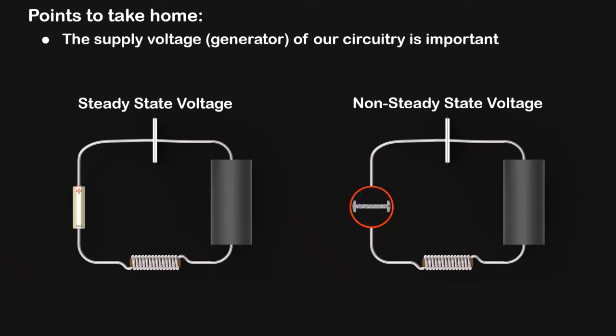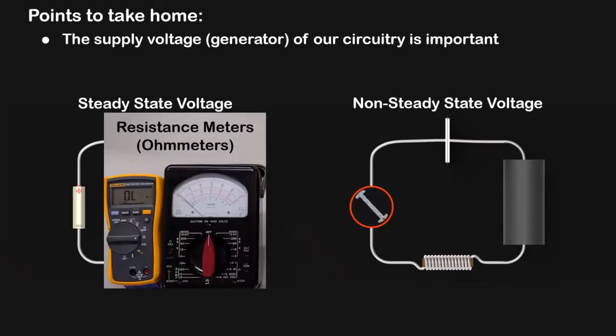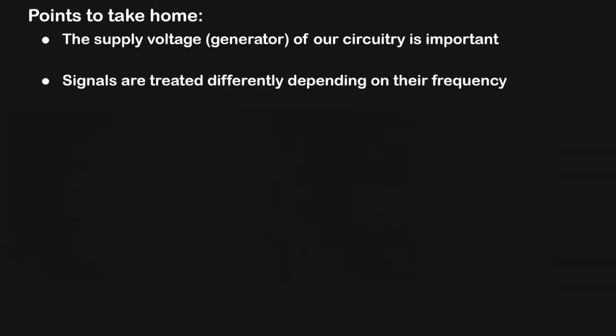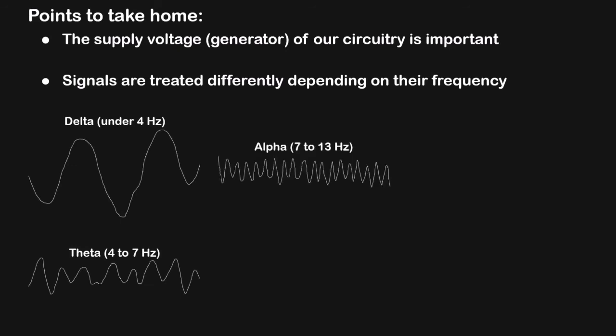You may already know, or your spidey senses may have guessed it earlier, but the ohm meters or resistance meters use that battery to power the resistance measurement circuit. And the impedance meters use a non-steady state supply voltage to power the impedance measurement circuit. As we have seen, our signals are treated differently depending on their frequency when our circuits include the capacitive and inductive components. And the physiologic signals, the stuff that we're trying to record, has many different frequency components. Consider frequencies you know well: delta, theta, alpha, beta.